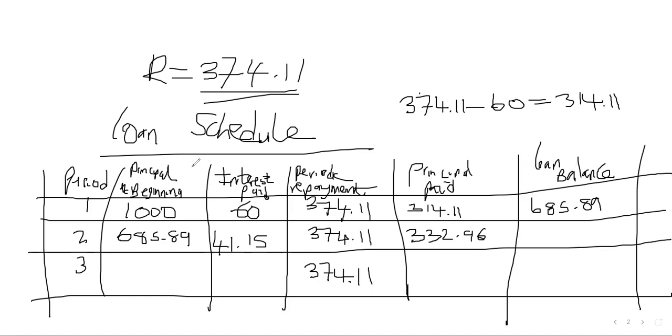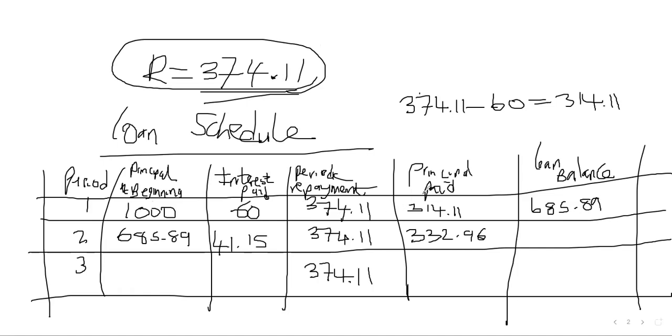So this is a format for loan amortization. So the beginning principal is 1,000. You've gotten a loan of 1,000, and the interest rate is 6%. Are you okay with the 374.11? Are you okay with this figure, how I got it? Correct. That one I'm okay.